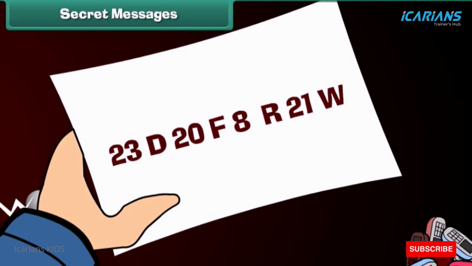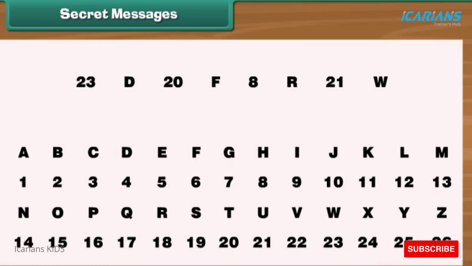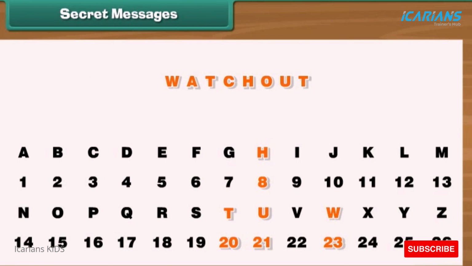Here is the message: 23D, 20F, 8R, 21W. The numbers represent the letters of the English alphabet of those positions. 23rd letter of the English alphabet is W. 20th letter is T. 8th letter is H. 21st letter is U. The letters in the secret message are 3 places ahead of the actual letters. D is actually A. F is C. R is O. W is T. So the decoded message is, watch out!